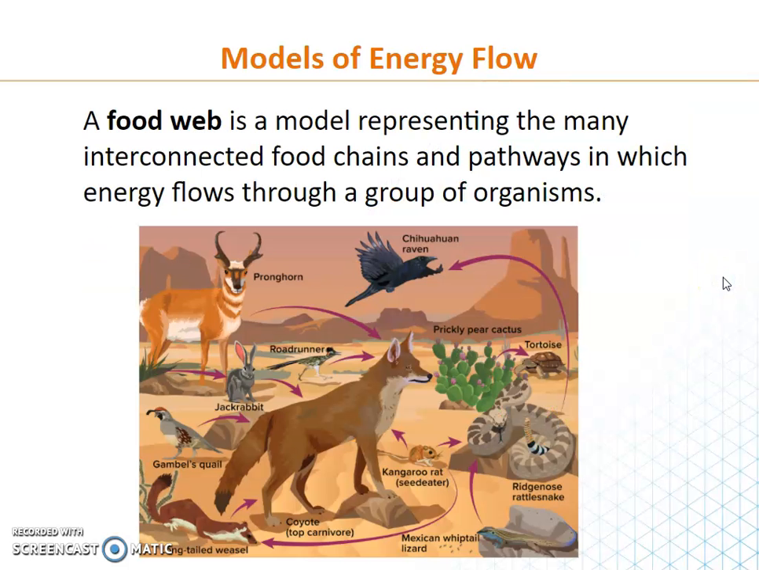A food web is a model representing the many interconnected food chains and pathways in which energy flows through a group of organisms. Now you'll notice that many of these organisms have multiple arrows, some going to them, some going from them. Okay, this is showing who gets eaten by who in this scenario.